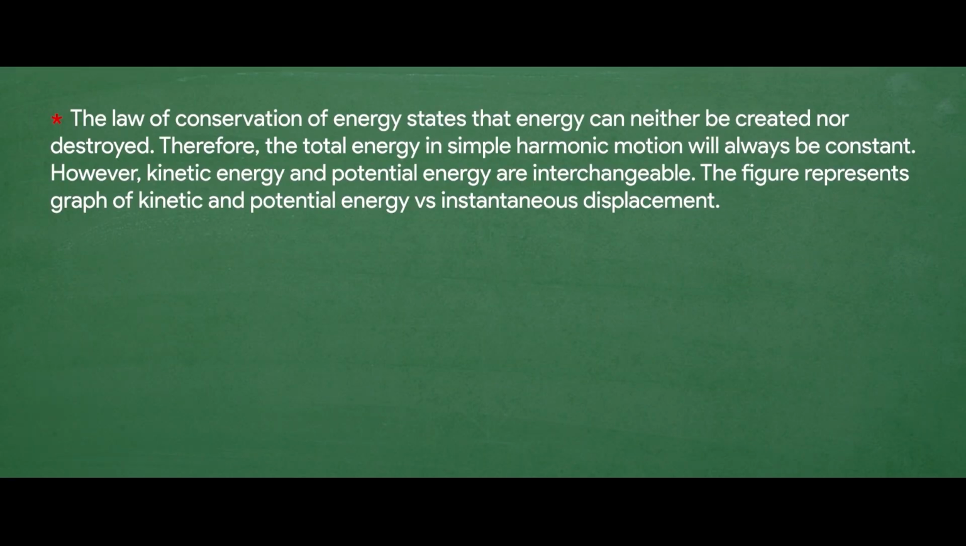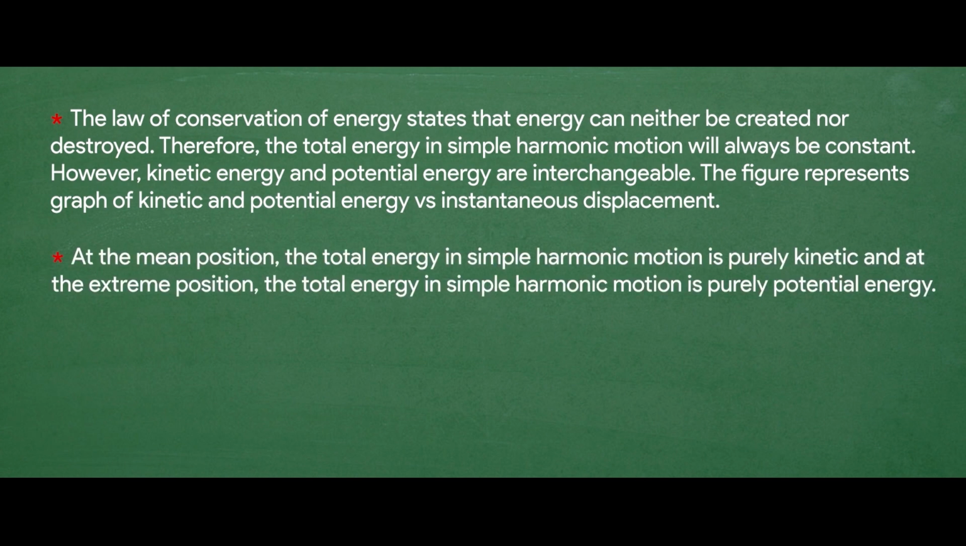Okay, let's have a better interpretation of this graph. According to the law of conservation of energy, energy can neither be created nor destroyed. Therefore, total energy in simple harmonic motion will always be constant. However, kinetic energy and potential energy are interchangeable. The figure represents the graph of kinetic and potential energy versus instantaneous displacement.